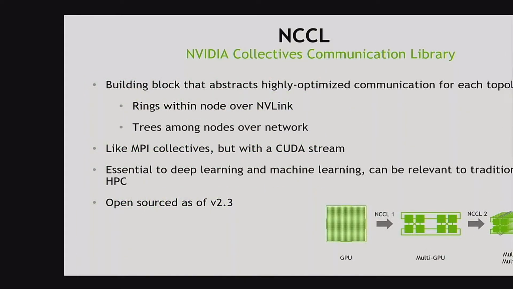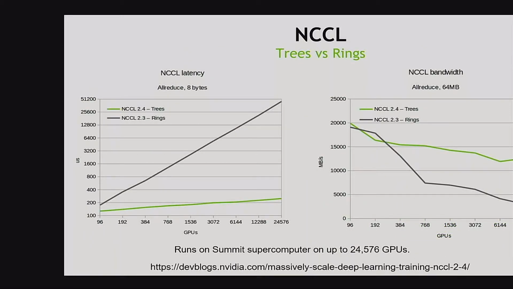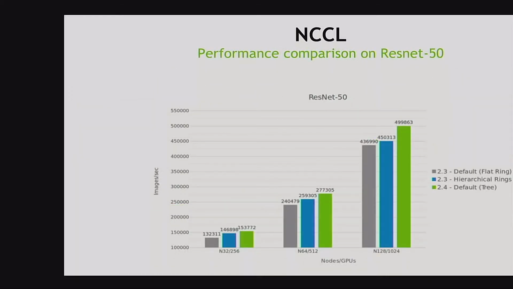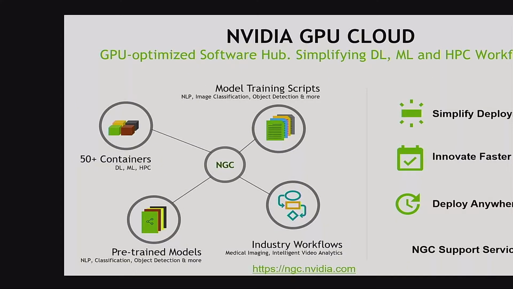I wanted to talk about NCCL, but I think Gil did a pretty good job, and he covered extremely well more topics than I wanted to cover, so I'm not going to spend time here. We managed to scale it to many GPUs on the Summit system, but again, I'm not going to spend much time here. So how can you get all this?